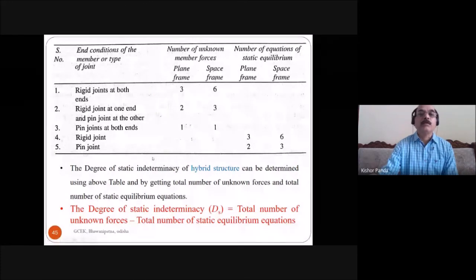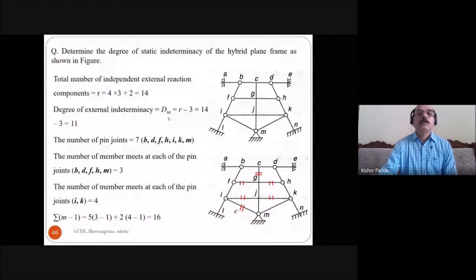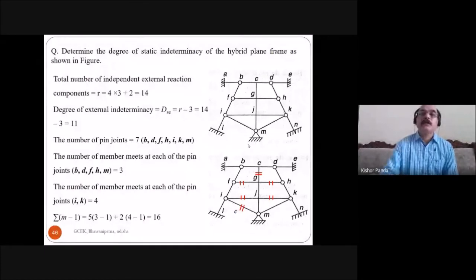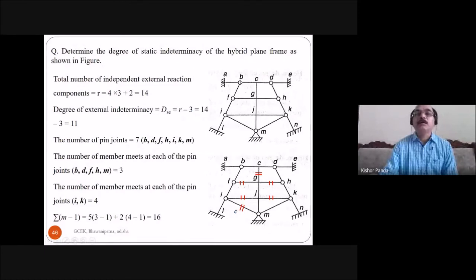Coming to one example, then you will be clear. So this is one example. Determine the degree of static indeterminacy of a hybrid plane frame as shown in the figure. This is a hybrid plane frame. Hybrid structure means some joints are rigidly connected and some joints are pin connected. Here you see, which one is rigid and which one is pin connection? So this one is a pin connection, pin joint. This one pin joint, this one pin joint, this one pin joint, this one pin joint.